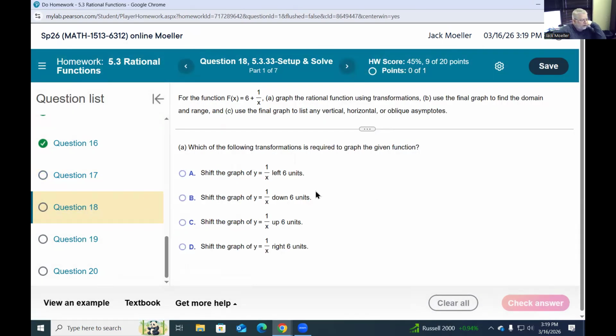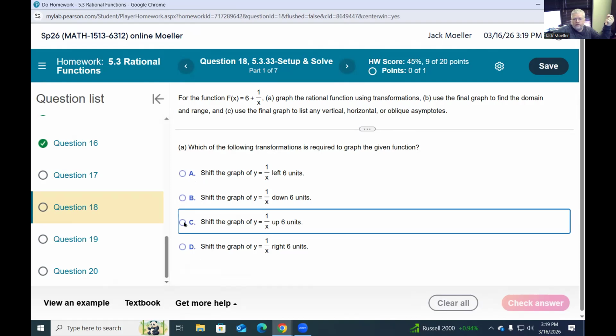Okay, then we also have transformations. All right, so 6 plus 1 over x. So what does that 6 do? Well, anytime we're adding or subtracting outside, it's a shift. It's not in the fraction, so it's a vertical shift. Vertical is a plus 6, so that's going to go up 6. To move left or right, it would have to be down here in the denominator.